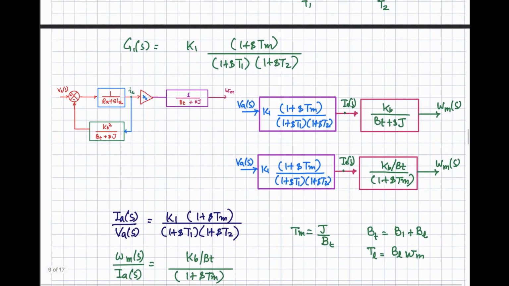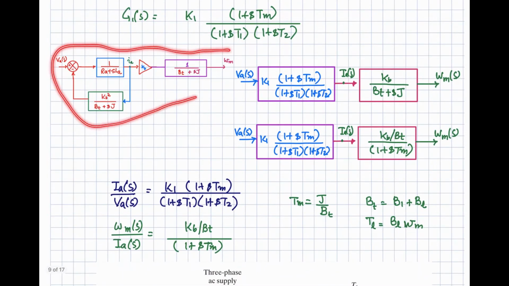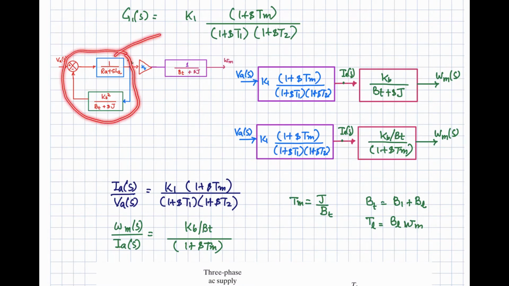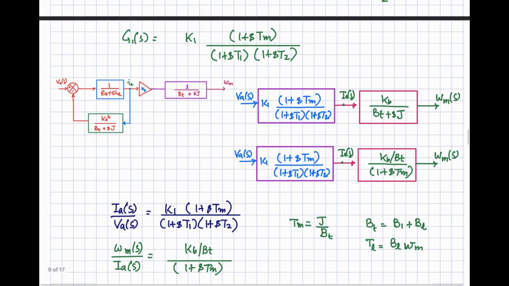Right? So we were discussing this loop, and in this loop we have represented this portion, which relates voltage and currents, with this transfer function. So now, replacing this loop with its transfer function, where K1 is the gain and T1, T2 and Tm are the time constants, once you get Ia, you can use this transfer function, this part Kb divided by Bt plus Sj, that will translate this current in terms of speed. So you can say it's a transfer function from current to speed, given by this equation.